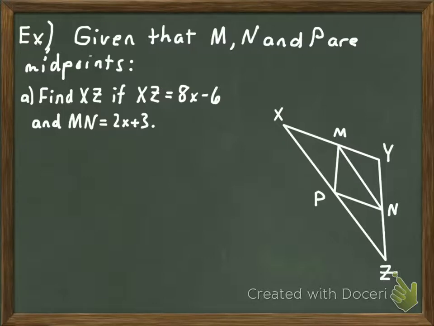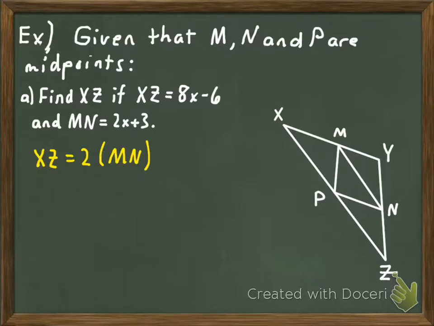So let's see what the relationship is between segment xz and segment mn. And well, since segment mn is a mid-segment that's parallel to segment xz, we can write one of two equations here. I prefer to write this one because it doesn't have fractions in it. We can say that xz is twice as long as segment mn, right? Or the distance from x to z is twice the distance from m to n.